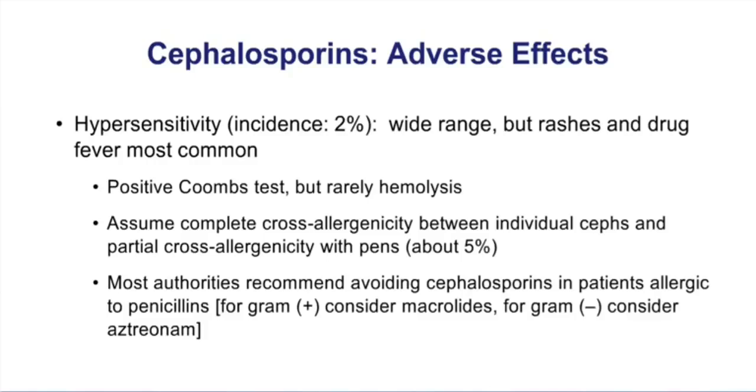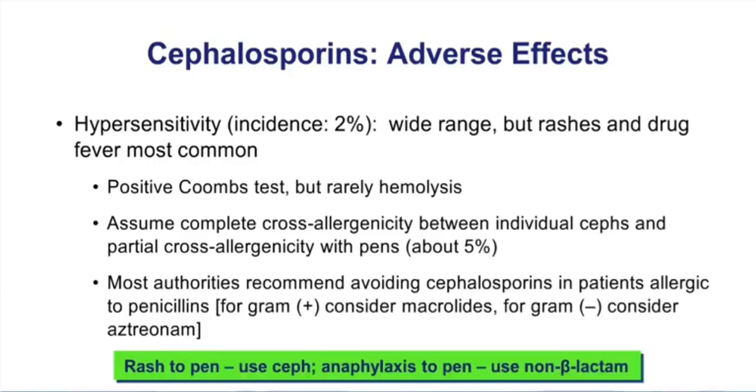Once again, rashes all the way to anaphylaxis. You want to assume complete cross-allergenicity between individual cephalosporins, but there is partial cross-reaction if you're allergic to penicillins, around 5%. A good rule to follow is this. In a patient who had a previous rash to a penicillin, most often we put those patients on cephalosporins for their infection. But if you had anaphylaxis to a penicillin, you want to avoid all beta-lactam drugs because their chances of cross-reacting are actually higher in that case.